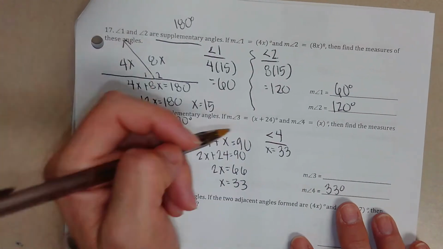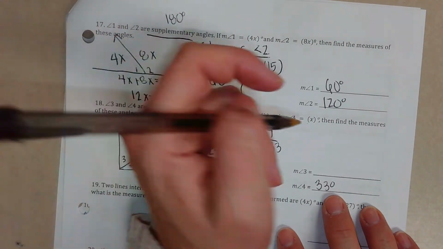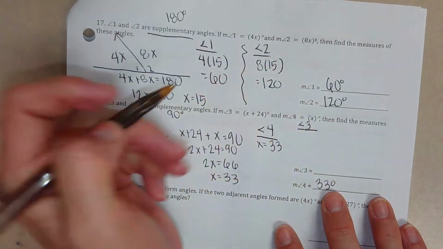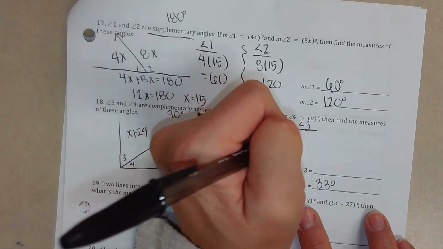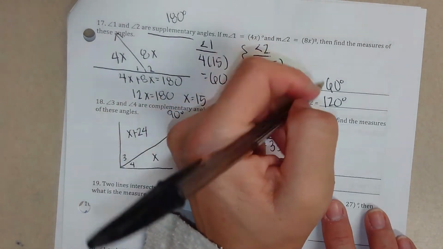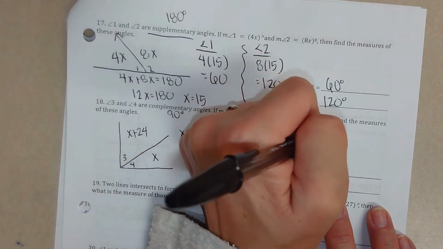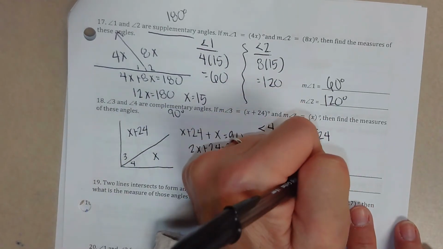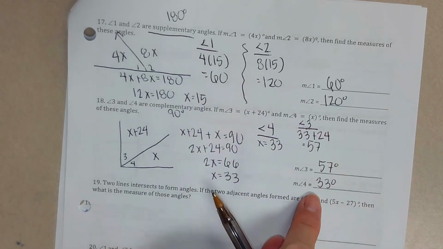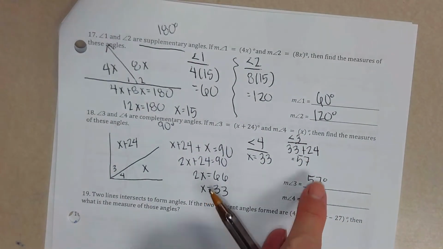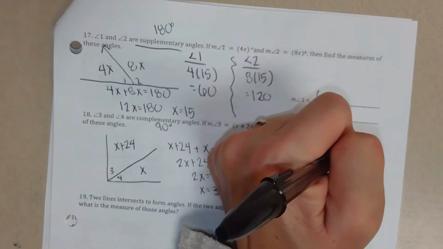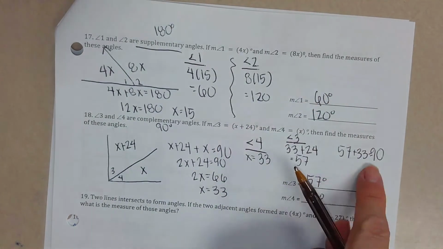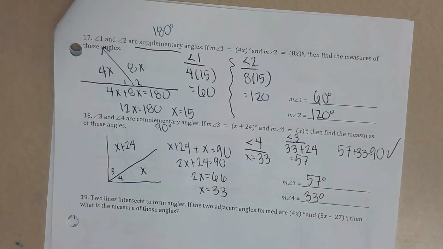All right, for angle 3, it just involves a little bit more problem solving. So angle 3, I'm going to do x, which I now know is 33. I'm going to add it to 24 and get 57. 57 degrees. Perfect. You can always check and make sure that 57 and 33 add to 90, and they do. So you know that it checks and works.